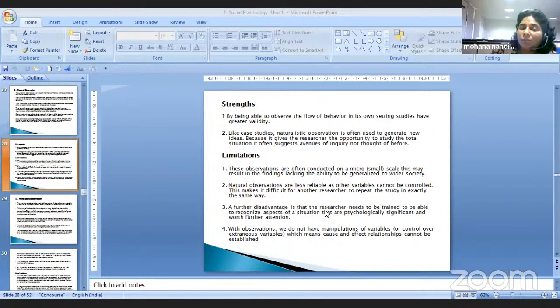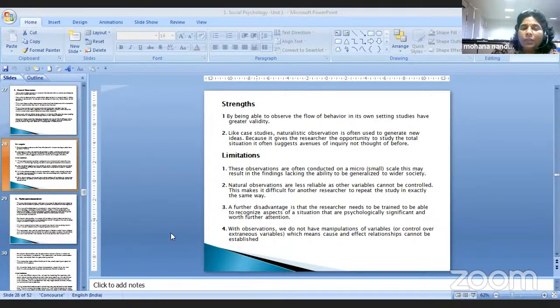Not only that, if the researcher doesn't know how the game works, if he doesn't know the rules of the game, he cannot pay more attention. So the way the boy is playing the game, the observer won't know. So here we need to give training to the person for that also.